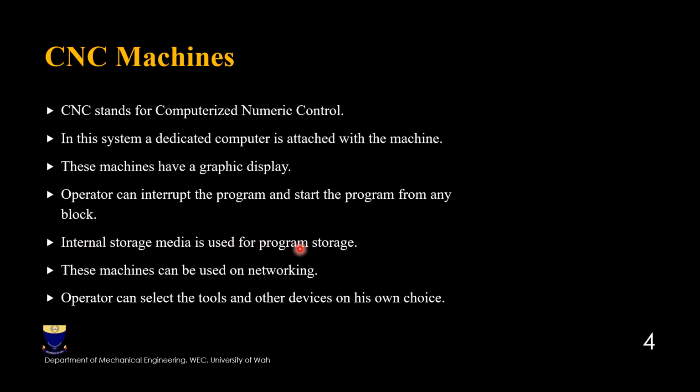Internal storage media is used for program storage, which is located inside the machine, as a dedicated computer and graphic display are there in the machine. These machines can be used on a network as well. So if there are many machines in a workshop, we just connect them all to a network and feed the program from one office to whichever machines we like. So basically, this can be done in a robotics workshop as well. The operator can select the tools and other devices of his own choice as well.